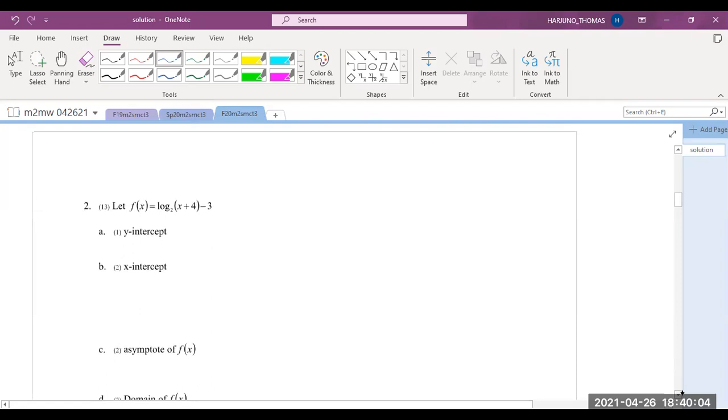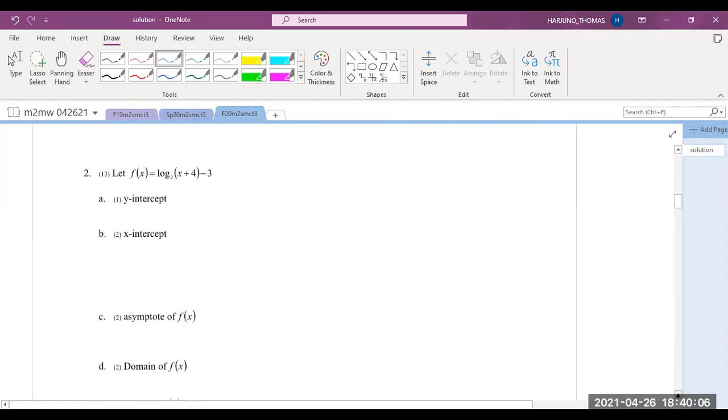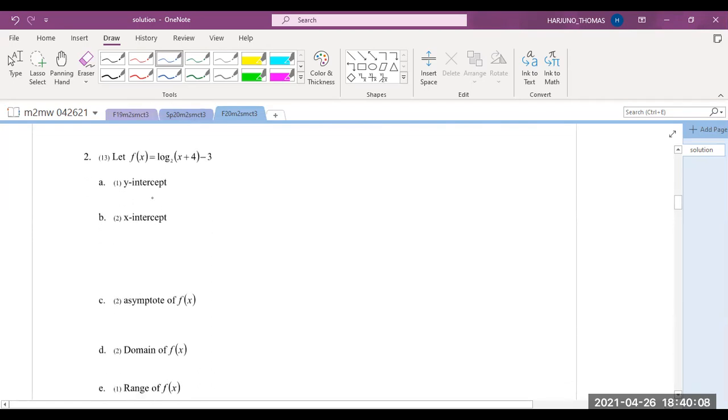Number 2, we have a log function again. What is the y-intercept? f(0) equals log base 2 of 4 minus 3. Log base 2 of 4 is 2. So the y-intercept is (0, -1). How about the x-intercept? Set f(x) equals 0 and solve for x.